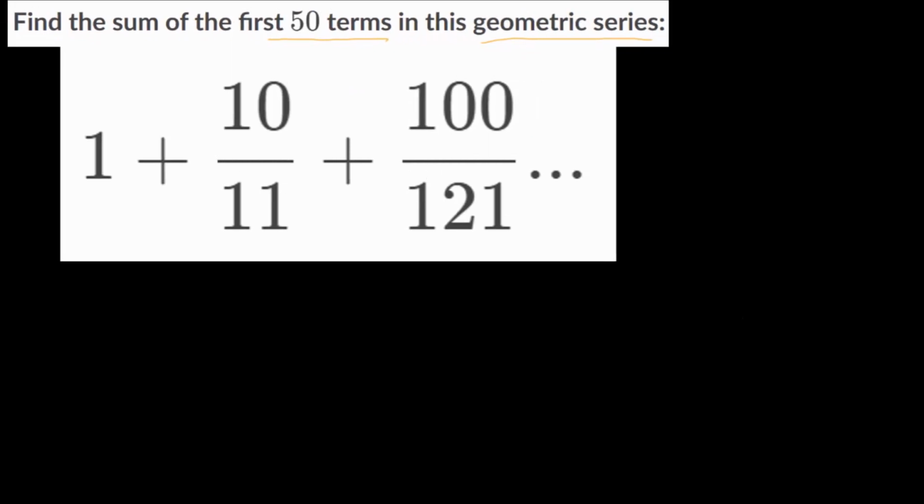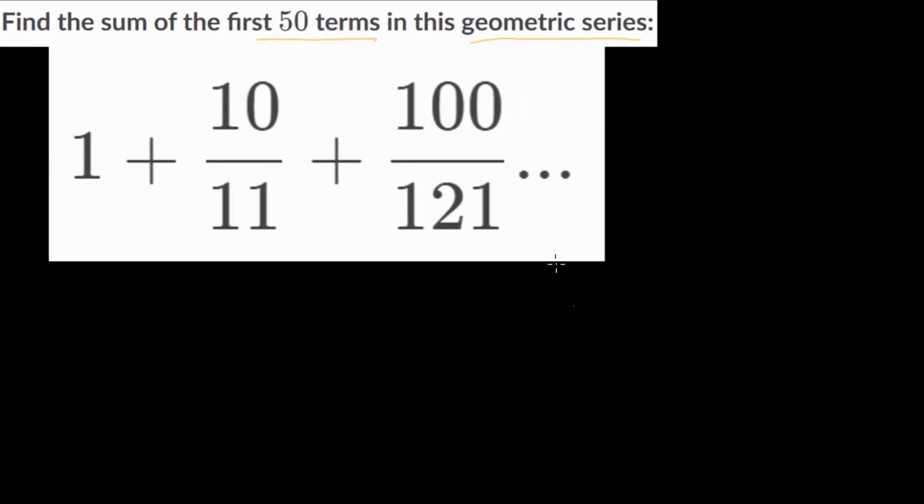We need to add up 50 of these terms, which you can imagine will be very difficult to do by hand. But the key idea with a geometric series is that from one term to the next, we are multiplying by some common ratio, which we can say is r. We're multiplying by r. And since we're starting at 1 and going to 10/11ths, it's fairly clear that our common ratio is 10/11. Going from one term to the next, we're just multiplying by 10/11ths.